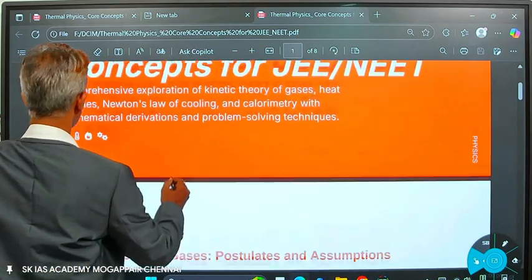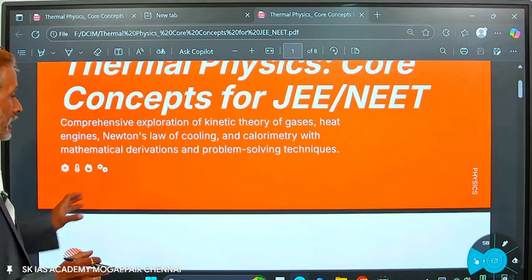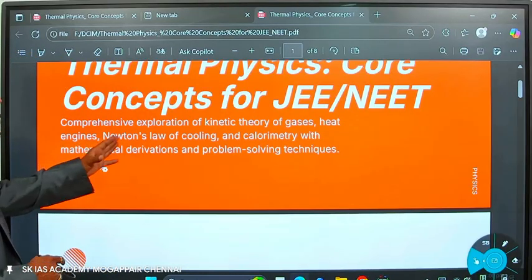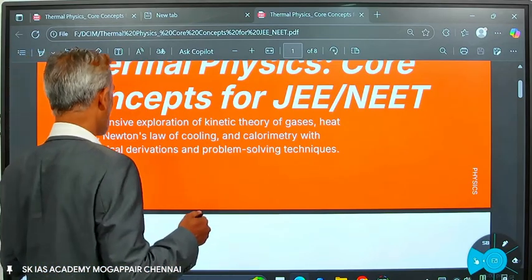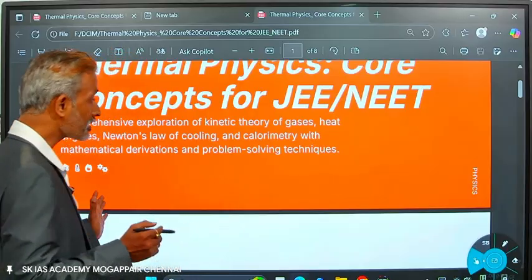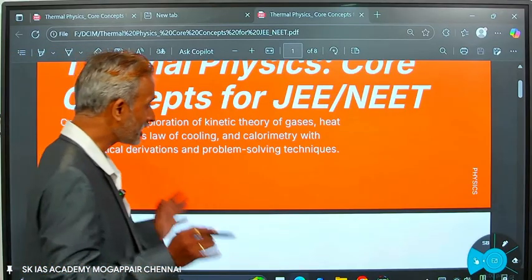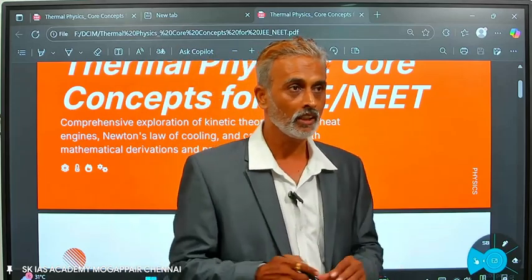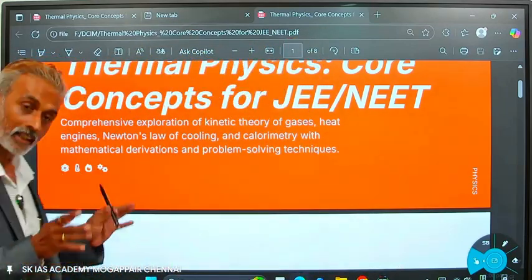Today I am going to start some important topics of NEET and JEE, like Newton's law of cooling, calorimetry, heat engine. We will solve the mathematical derivation plus problems also. These are the important topics for NEET and JEE. From this section of NEET and JEE they will ask, correct? From the heat chapter.